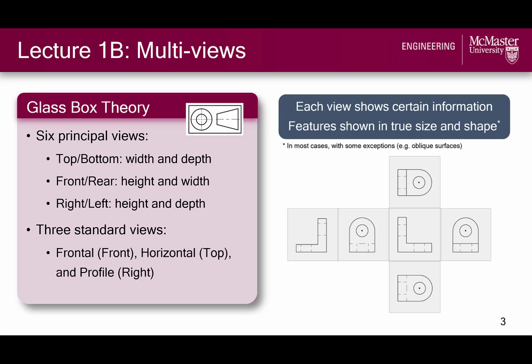So with this glass box theory, we end up with 6 principal views when we unfold the box: the top and bottom views that give the width and depth information, the front and rear views that give the height and width information, and the right and left views that give the height and depth information. Since these views share information, we often just use 3 standard views of front, top, and right, although sometimes more or fewer views is appropriate.